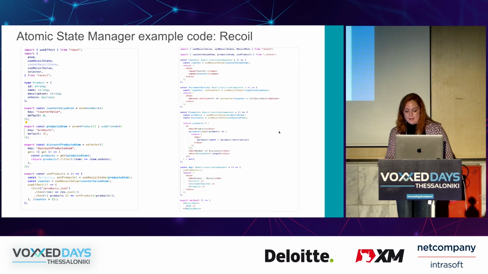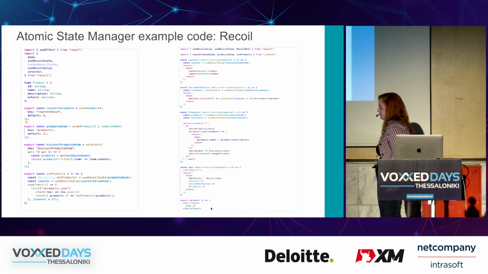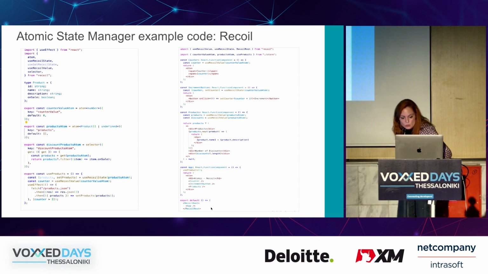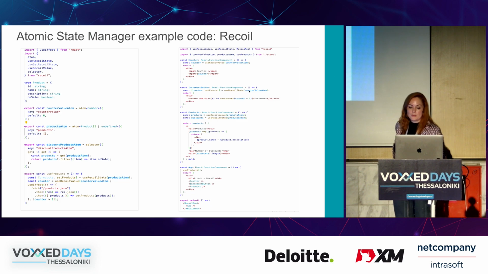Okay, on the bottom right part, you see how we instantiate Recoil in our application by using the wrapper RecoilRoot. And let's go to the increment button. We want to increase the counter by one. We use the useRecoilState hook, which is similar to standard React. We have a getter and a setter. So we use the setter to increment it by one.